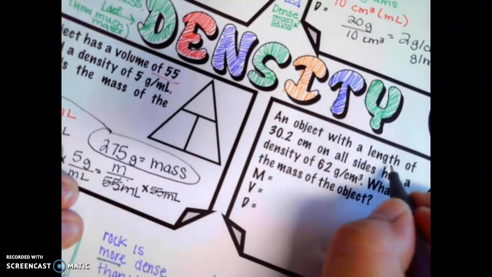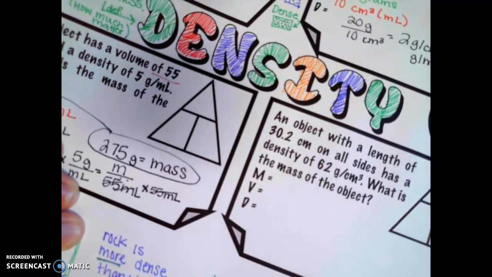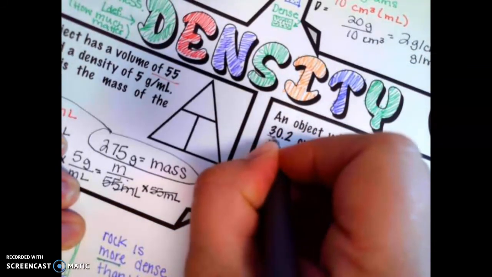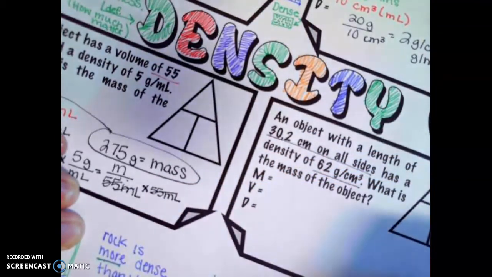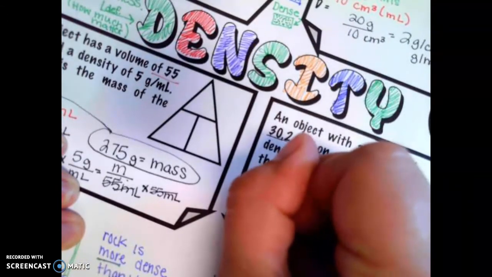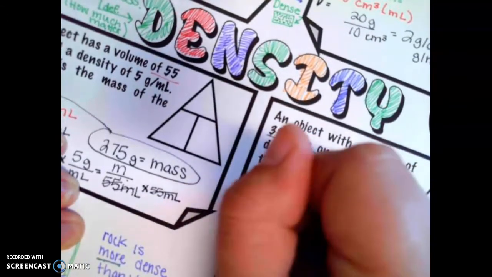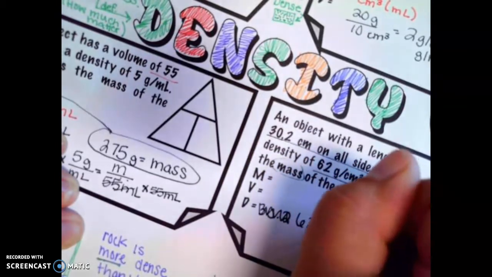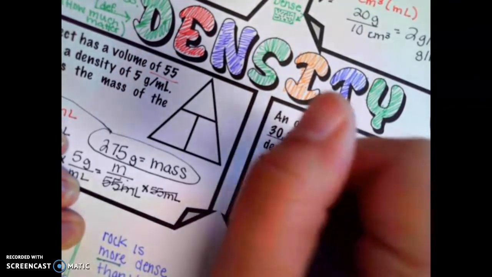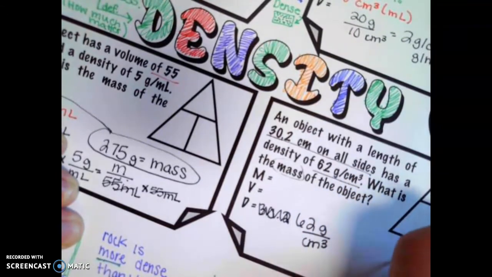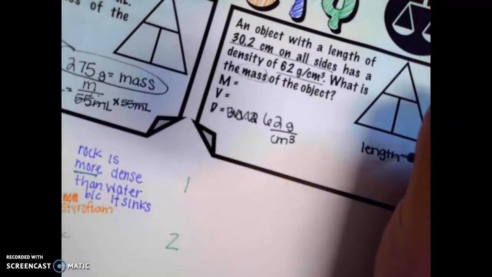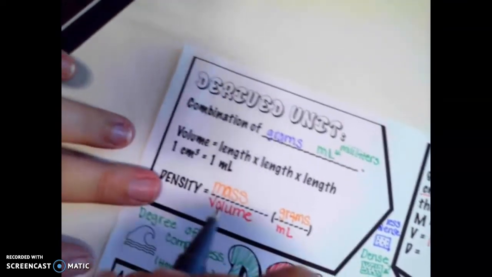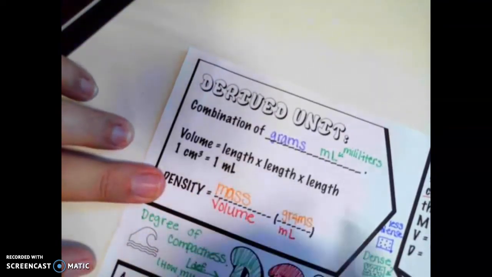And lastly, an object with a length of 30.2 centimeters on all sides has a density of 62 grams per centimeter cubed. What is the mass? So we know that our density is 62 grams per centimeter cubed. We weren't given volume, but we were given length. Length equals 30.2 centimeters. If we go back to our equation right here, volume is length times length times length.